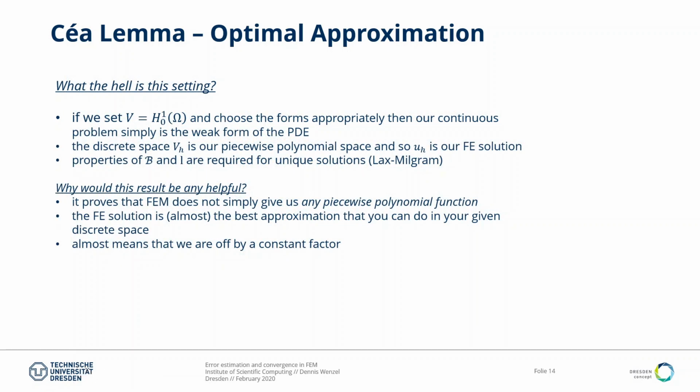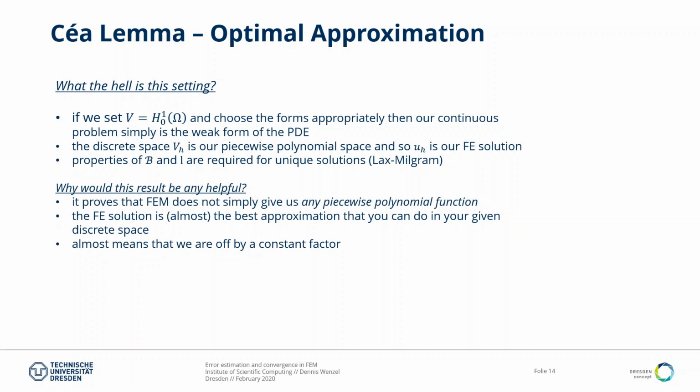And that's pretty good. So let's look at the details here again. So what's the setting? Usually we talk about V equal to H^1_0, so our space of weakly differentiable functions with zero boundaries. But of course, if you have a certain problem where the Neumann problem does have a unique solution, then you can also choose H^1.